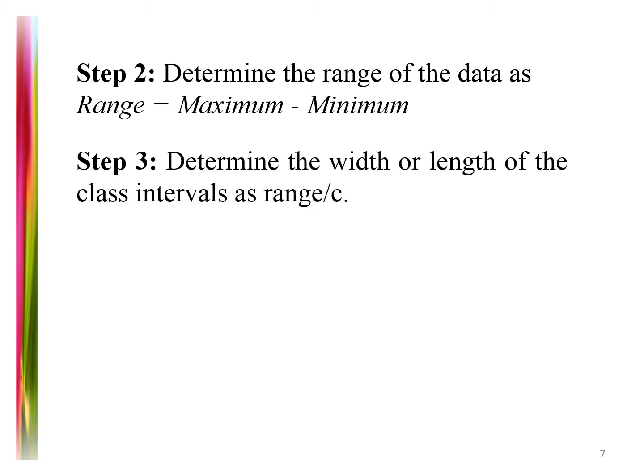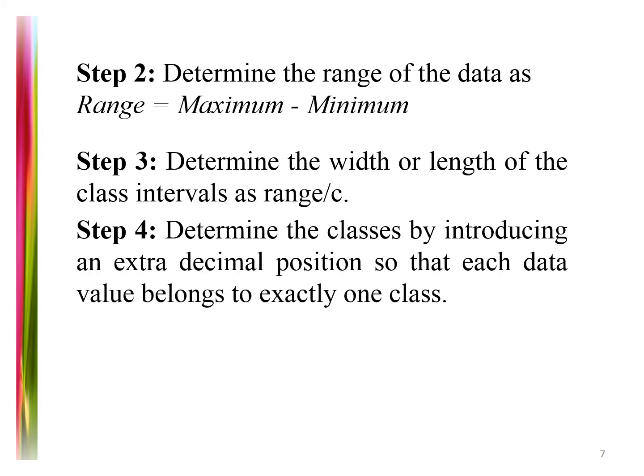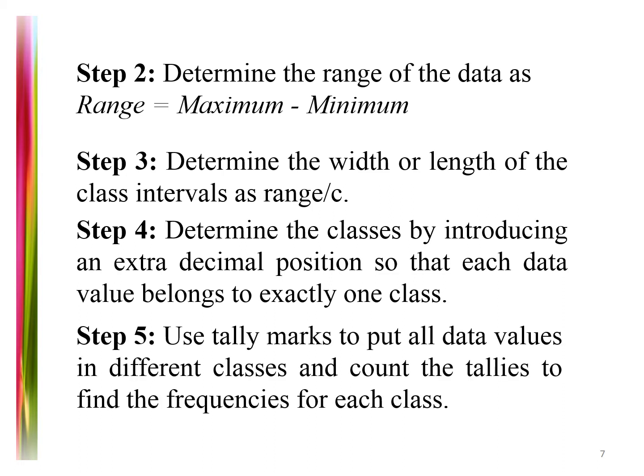Step three, determine the class width, or length of the class interval. It is equal to the range divided by C, that means the range divided by the number of classes. Step four, determine the classes by introducing an extra decimal position so that each data value belongs to exactly one class. This decimal position adjustment is also important if you want to plot the histogram, because we have to change the data to continuous form, which is strictly called continuity correction.